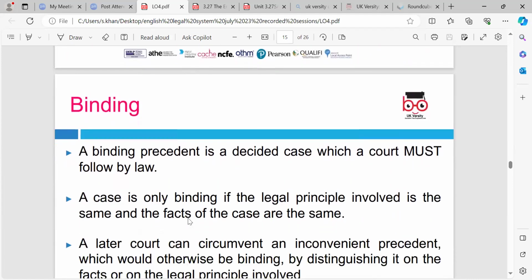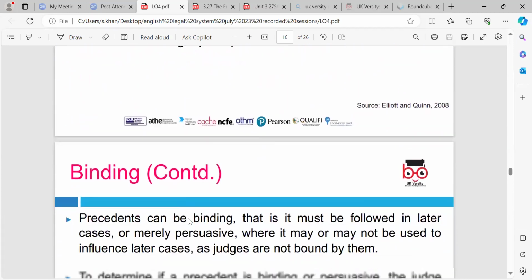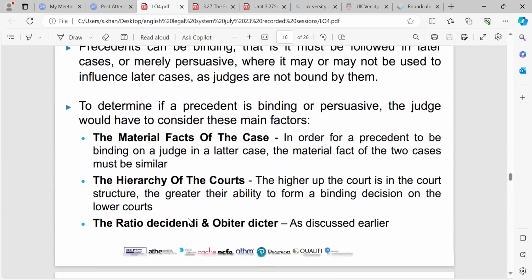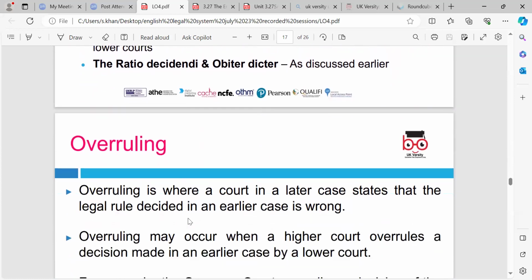We then looked at binding. A binding precedent is a decided case which a court must follow by law. This applies where the legal principles and the facts of the case are the same, and then they must be followed by law. Also, we looked at whether a precedent is binding or persuasive, and the judge would consider these factors: the material facts of the case, the hierarchy of the courts, and also the ratio decidendi and obiter dicta, as we've discussed before.